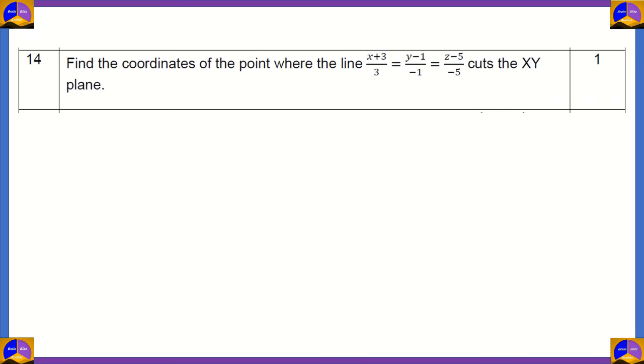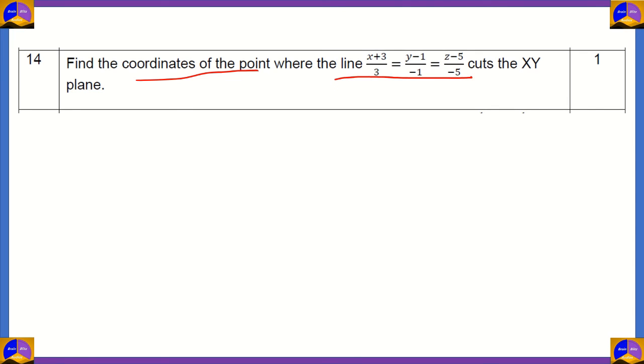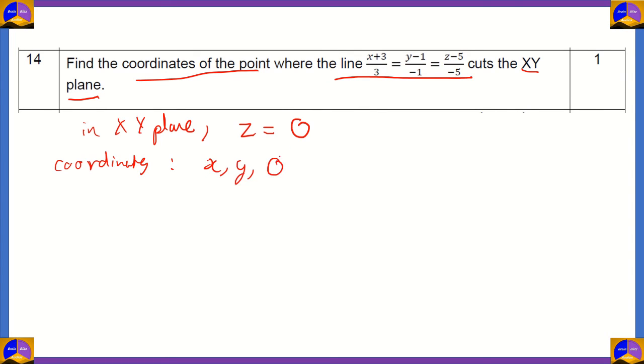Question number 14. Find the coordinates of the point where the line (x plus 3) by 3, (y minus 1) by minus 1, and (z minus 5) by minus 5 cuts the xy plane. So, in this question, the first thing we need to look at is the plane. Here we're given xy plane. So, in an xy plane, there is no z coordinate. So, the z coordinate value will always be equal to 0 in an xy plane. So the coordinates that we'll be dealing with are x, y, 0.